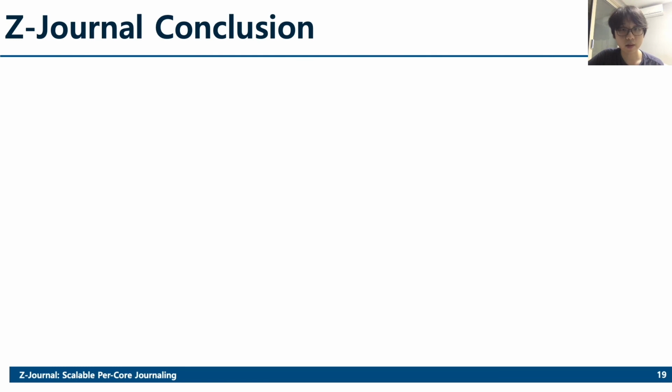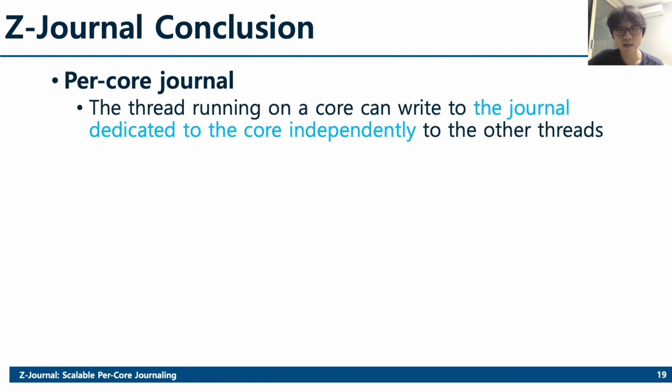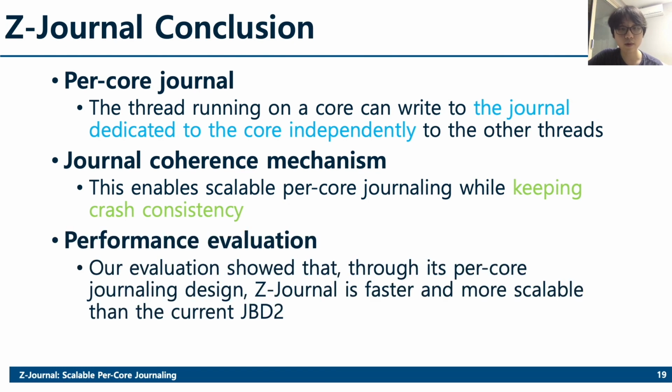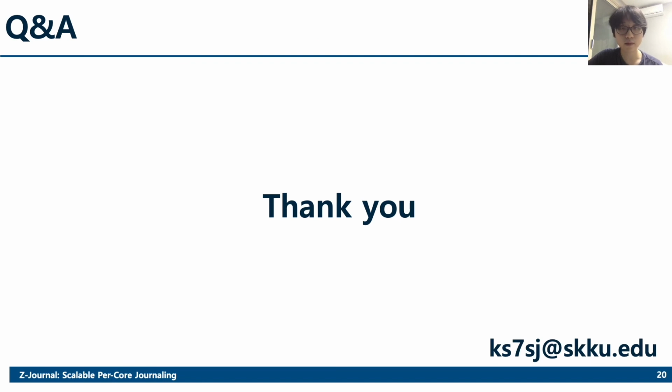This is the conclusion. Z-journal increased scalability by placing journals by core, allowing each core to perform journaling independently. Z-journal includes a journal coherence mechanism, which provides complete parallelism for unshared buffer modification, and guarantees cache consistency by order preserving transaction chaining for shared buffer modification. Our evaluation showed that through its per-core journaling design, Z-journal is faster and more scalable than the current JBD2. Thank you for listening to the presentation.